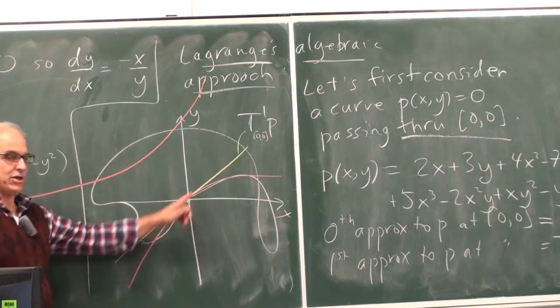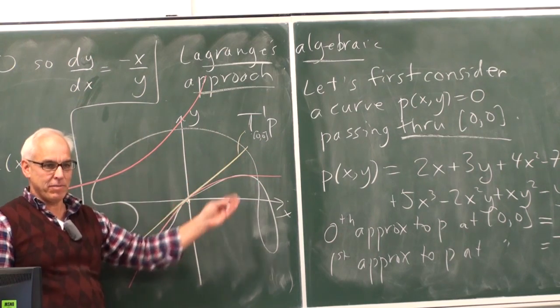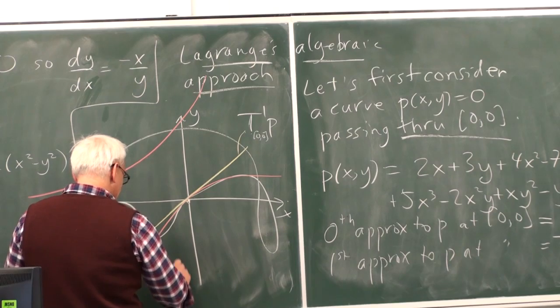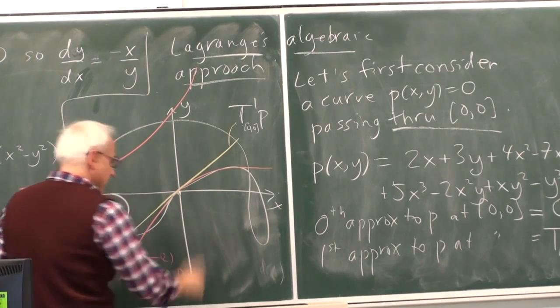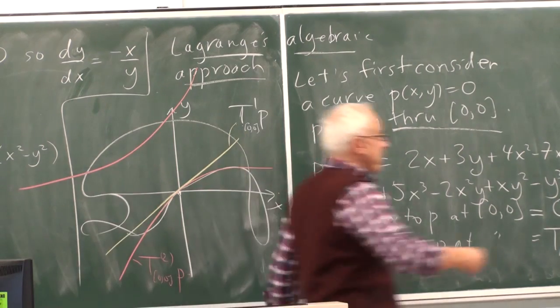Of course, this is not actually a picture of that curve. This is just some generic picture. Okay, so this would be our second tangent curve, which is a conic. All right, and then the third approximation, well, we just keep on going.